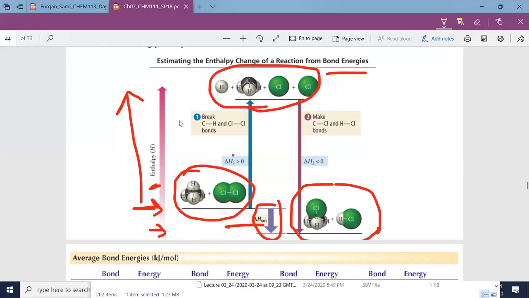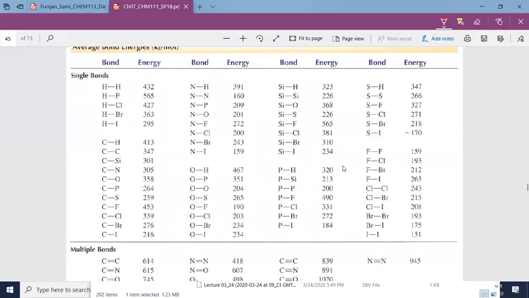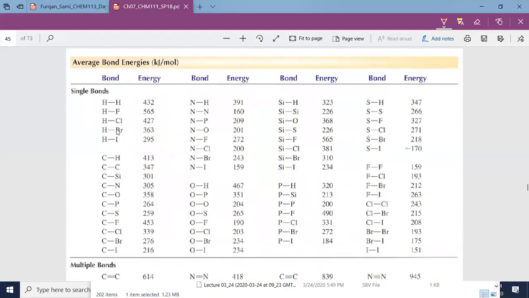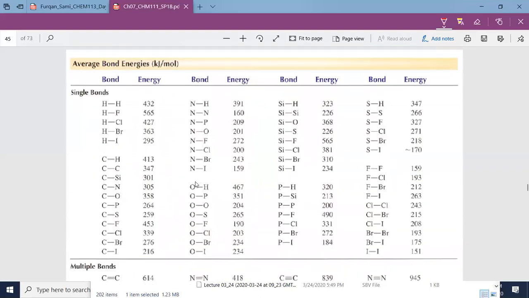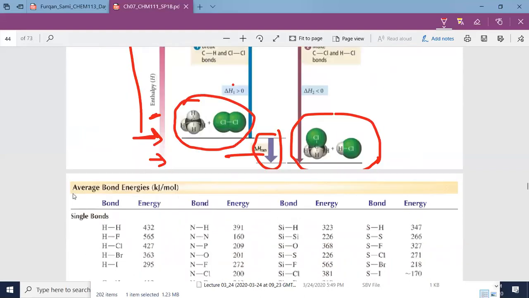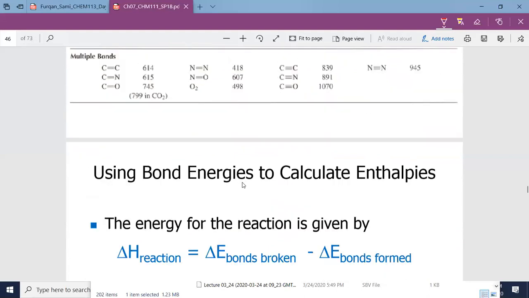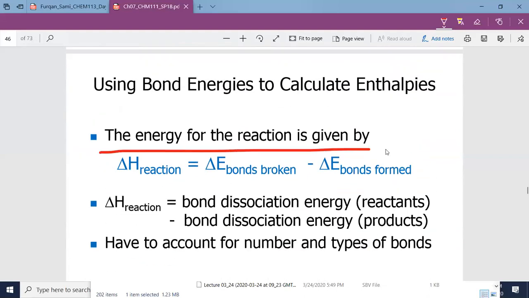Okay, so what we are saying is: number one, breaking C-H bonds and C-Cl bonds. This is where it is breaking. Number two, making C-Cl bonds and H-Cl bonds here. If you look at this chart, scientists have already calculated the average bond energies in kilojoules per mole. So we can use these to calculate the overall heat of the reaction, which is delta H of reaction. So as to move forward, this is the equation to do that.